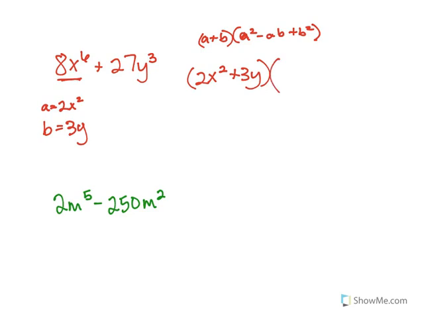Okay, this is where it gets a little bit more challenging. It's a squared, so it's really 2x squared squared, that's a squared, minus these two multiplied together. If I multiply them together, it's 6x squared y, and then my b squared.